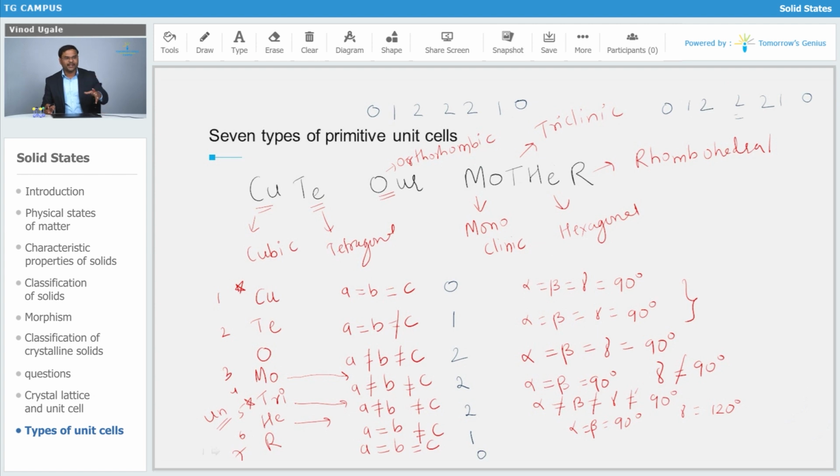So once you remember this, angles are going to be very easy. First 3 all 90 degree, then you have monoclinic, 2 are going to be 90 degree, one of the angles is not going to be 90 degree. Then in case of triclinic, how are you going to remember that? Unsymmetrical, all angles are not equal to 90 degree. In case of hexagonal, we know that one angle is going to be 120 degree, so the remaining ones are going to be 90 degree. Now what remained?